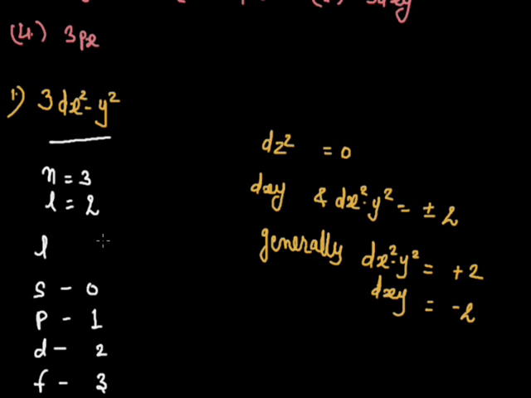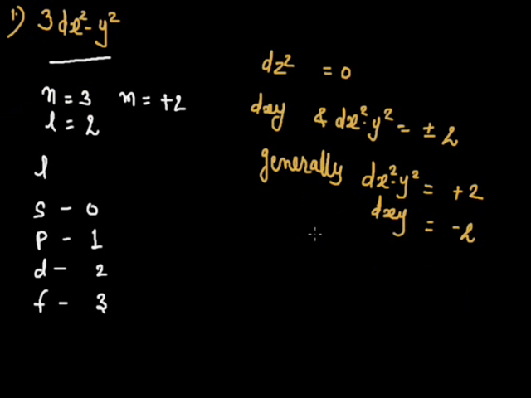Now the value of m. We have already discussed that generally the m value for dx²-y² is equal to plus 2, and the m value for dxy is equal to minus 2. So for 3dx²-y², n equals 3, l equals 2 and m equals plus 2.